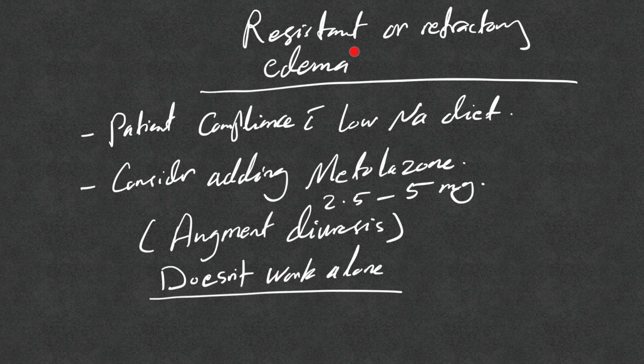Now, in cases of resistant or refractory edema, again, make sure the patient complies with the low sodium diet and consider adding metolazone 2.5 to 5 milligram. Metolazone is thiazide-related, but it can augment diuresis, and we get excellent diuresis when we use it with loop diuretics. It doesn't work alone, so you should never use it alone, always add it to loop diuretics. And again, you need to monitor for potassium because that can induce profound hypokalemia, and replete it aggressively.